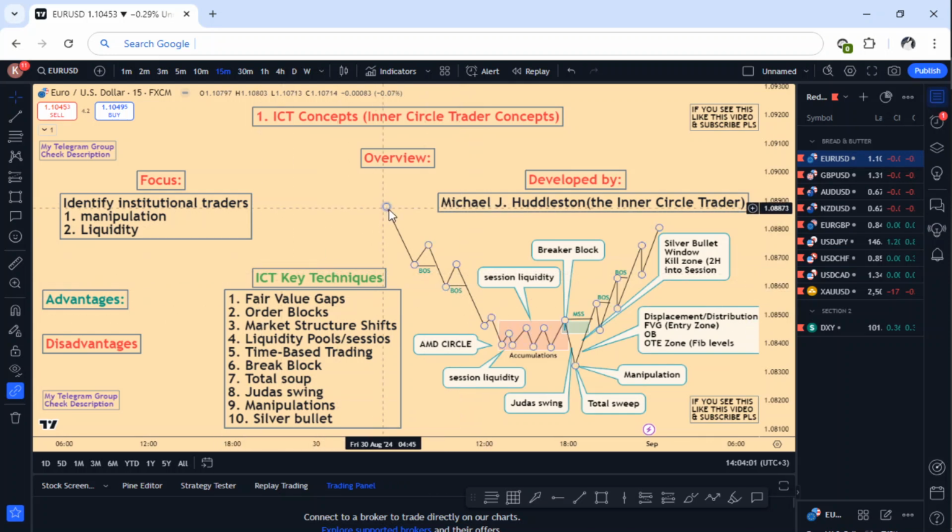So we are assuming that the market is coming. This is how ICT looks at the market and how they trade it. We are assuming that this market was in a bearish trend. So the market moved, pulled back, caused a break of structure, moved, pulled back, caused a break of structure, and then let's say this is the London session. This is session liquidity. Let's say this is the Asia session.